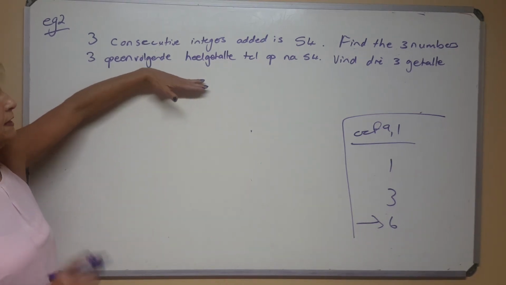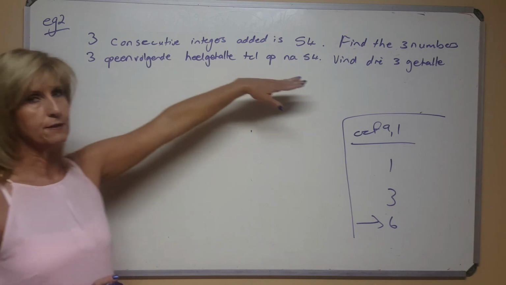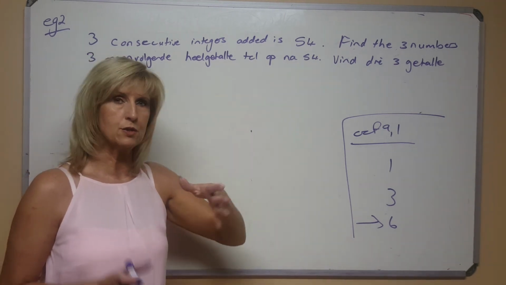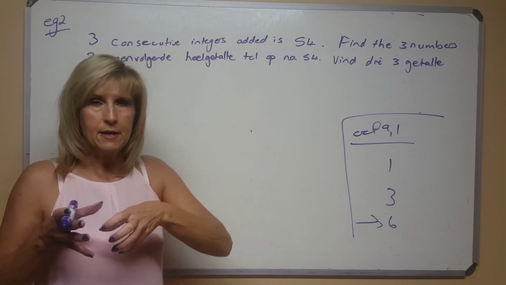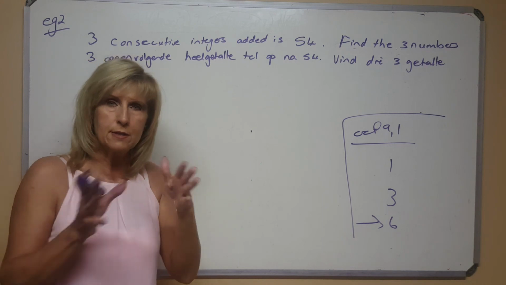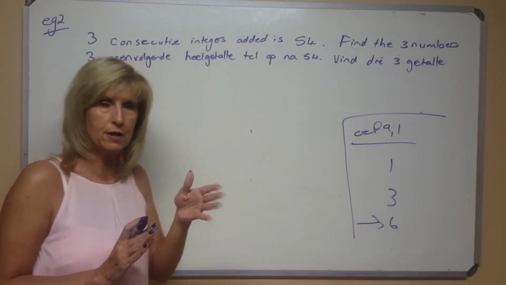3 consecutive integers add up to 54. Find the numbers. 3 consecutive integers. What does that mean? If I have 5, the next one is 6, the next one is 7. If I have 70, 71, 72, those are consecutive numbers. They add on to each other.